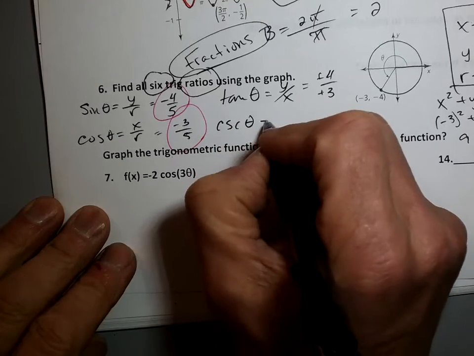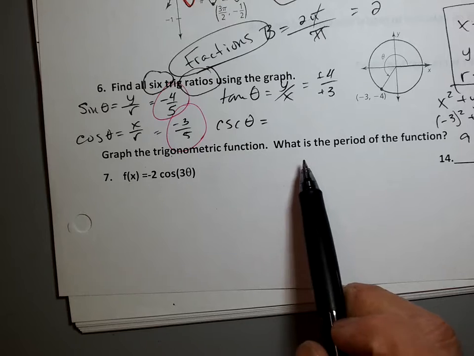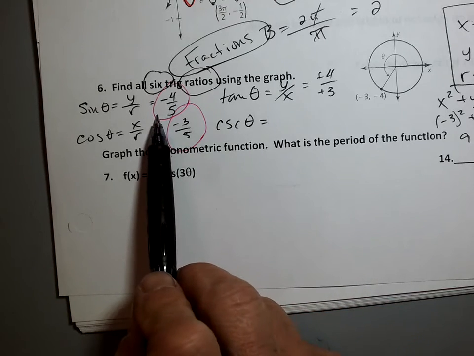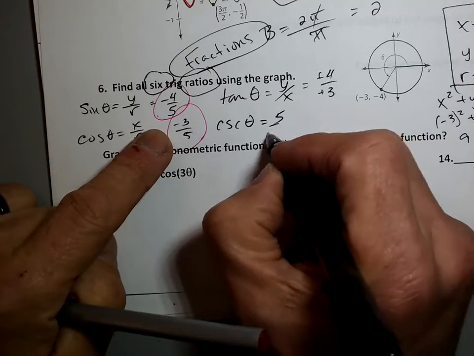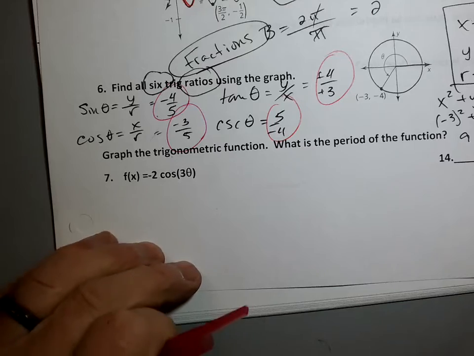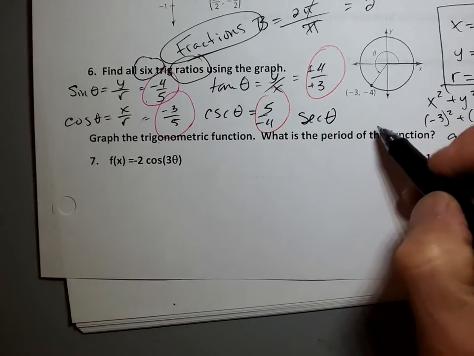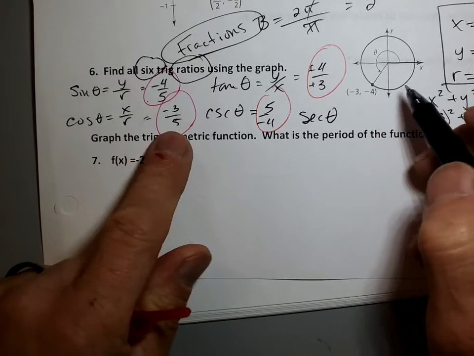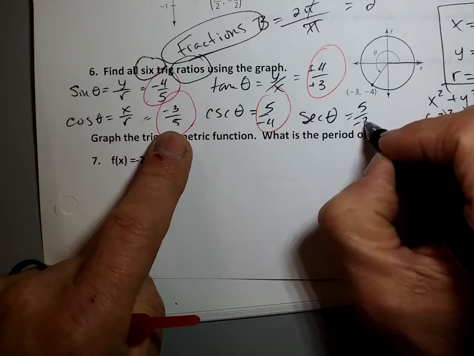Now, cosecant of theta is the r over the y, but we all know it's the opposite sign. You guys agree with that? Cosecant's the opposite sign, so that's easy. I'm just going to make it into a 5 over a negative 4. I know that secant of theta is the r over the x, but it's just the opposite of cosine, right? So that's easy. I'll just take that and make that a 5 over negative 3.